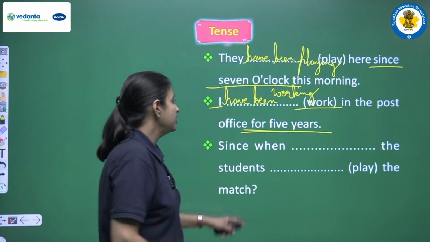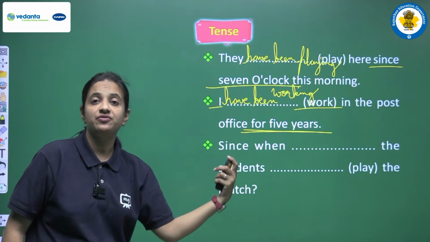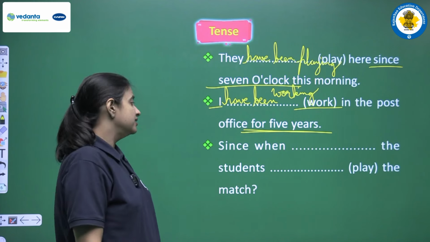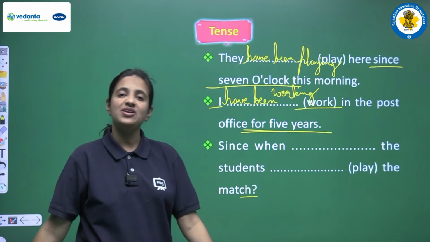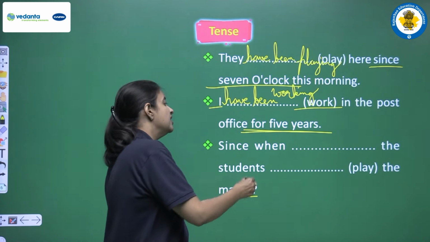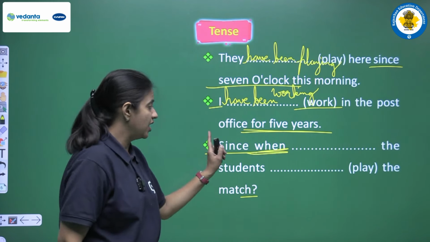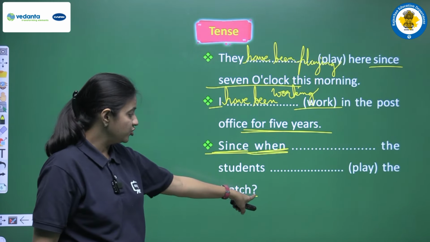And the sentence will be I have been working in the post office for 5 years. Okay. Next is since when the students play the match. Okay, and at the end of the sentence we are having one question mark. It means this is the interrogative sentence and this is our question word since when. Okay, so now in this sentence we are having since and we are having one question mark at the end.